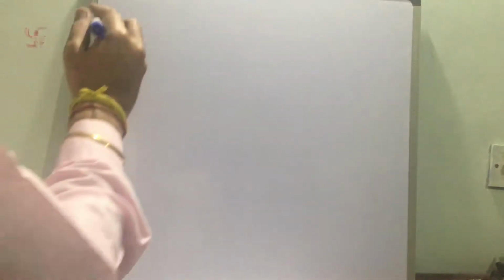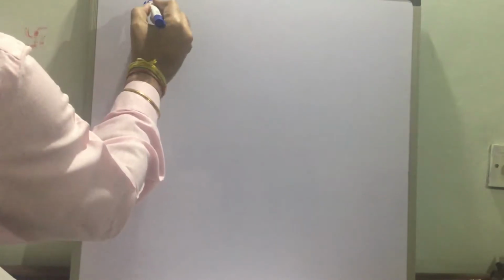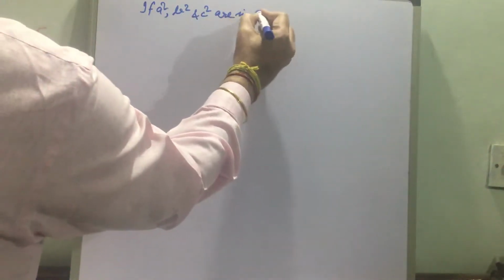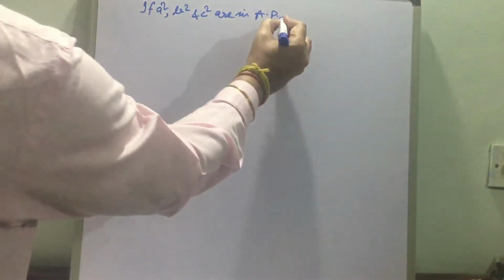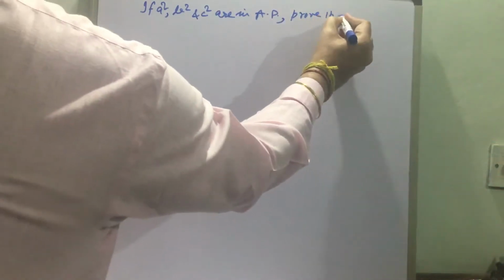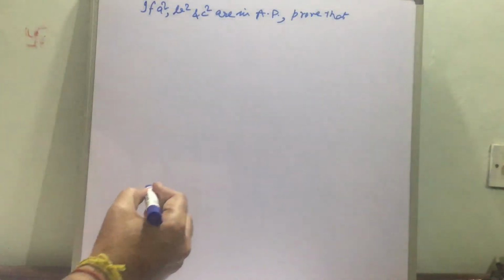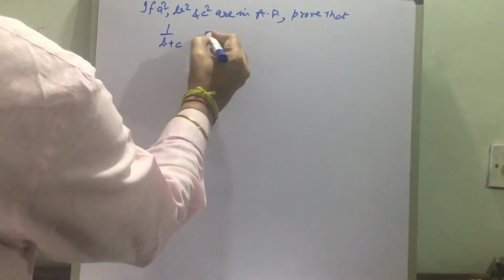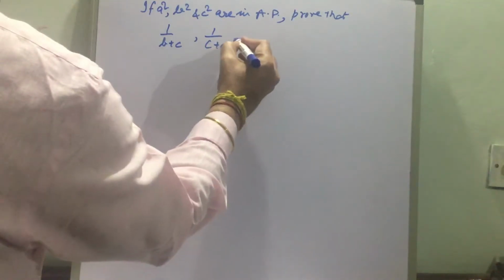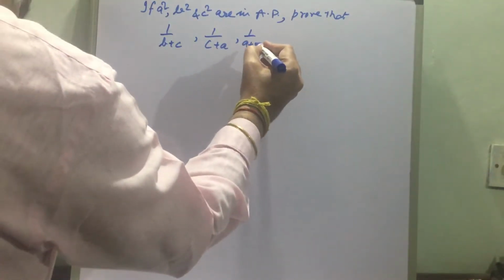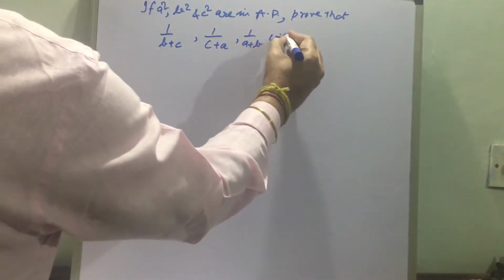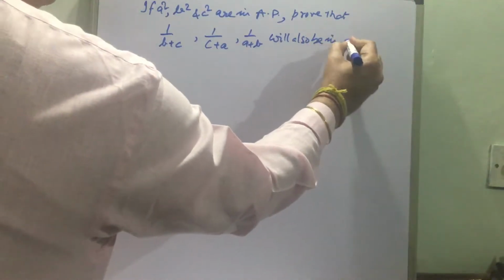Today we will solve some problems on arithmetic series. The problem is like this. If a square, b square and c square are in AP, prove that 1 upon b plus c, 1 upon c plus a, 1 upon a plus b will also be in AP.